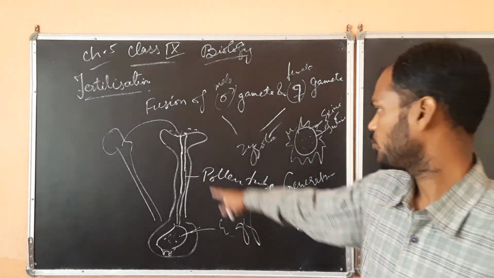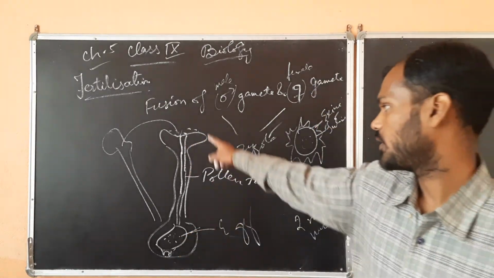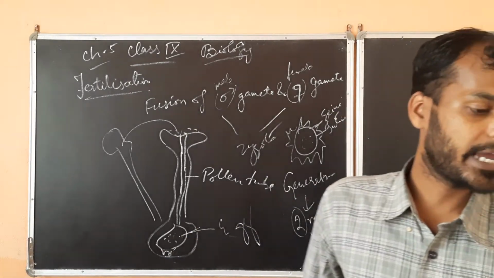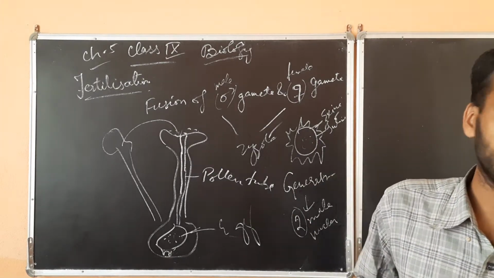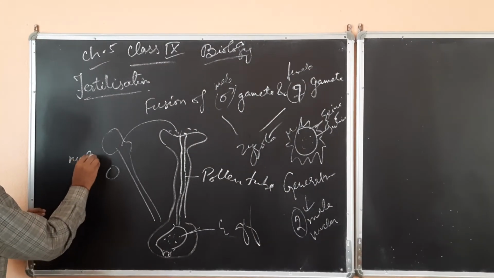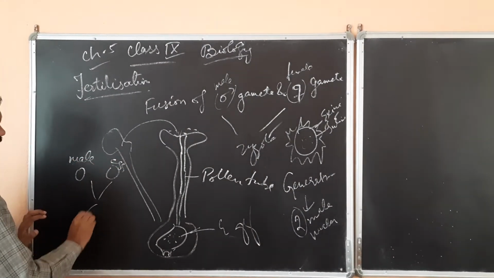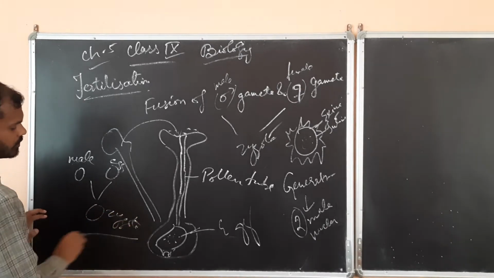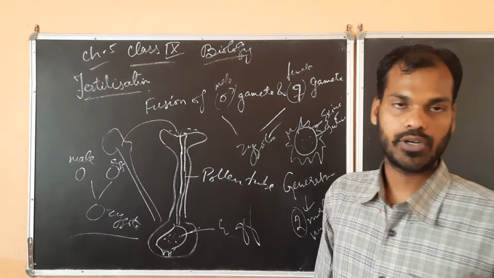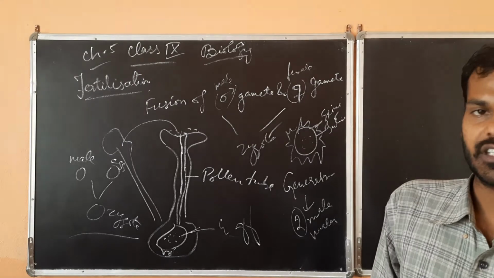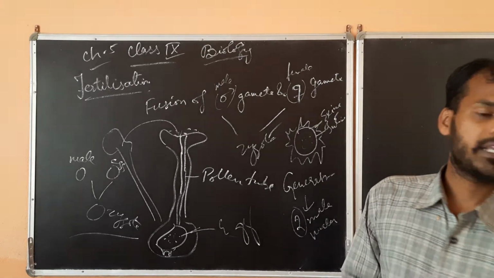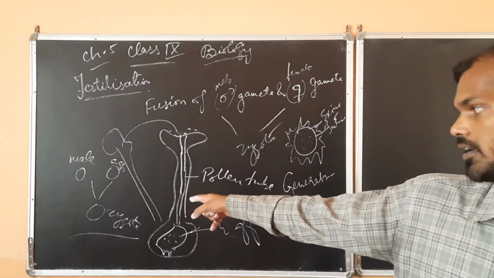Once the pollen tube enters, one male nucleus out of the two fuses with the egg and forms a diploid zygote. So one male nucleus and the egg form the zygote. Okay, now it is clear how the zygote is formed. One male nucleus and one egg fuse to form the zygote, and this process is called syngamy.